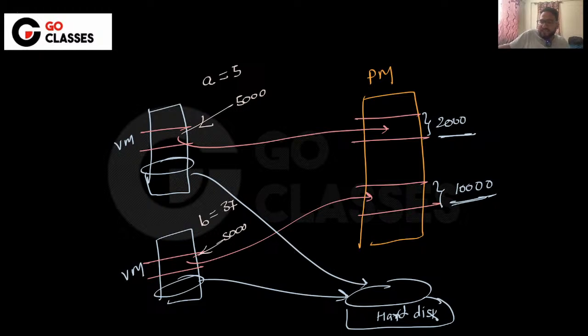Since physically these are two different locations, that is why one can have 5 in it and the other can have 37 in it. It is the value of b, it is the value of a. So physically a and b are at different locations, but logically these two could be at the same location.